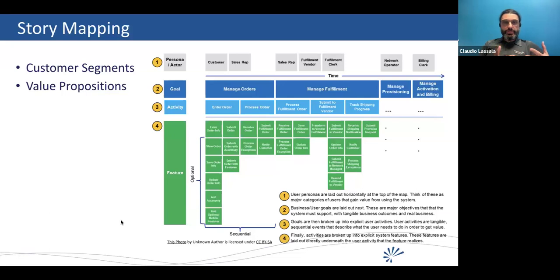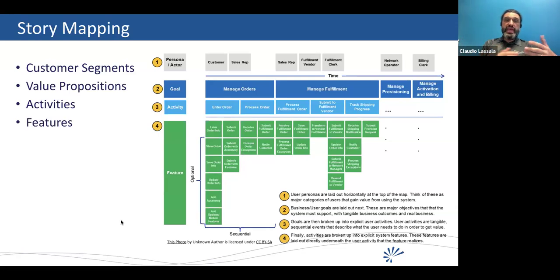What are the value propositions? Well, we need them to be able to manage orders, to manage the fulfillment of those orders, the provisioning. Those are the value propositions for this business. Okay, what are the activities that they perform to achieve those goals? Well, to manage orders, they need to enter orders and process orders. To manage fulfillment, they need to process the fulfillment of the order, submit that to the vendor, and track shipping progress.